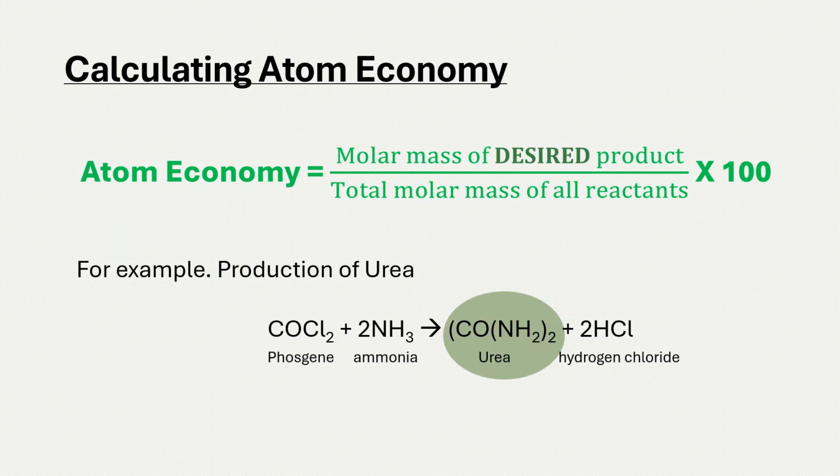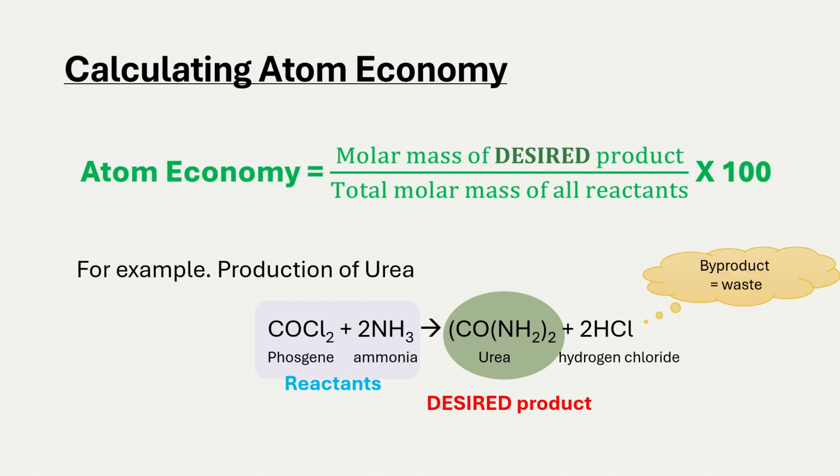So here, urea will be the desirable product, and those two, phosgene, COCl2, I normally call this "cockle", with 2 moles of ammonia will be the reactants, the raw materials. And HCl will be the byproduct because this reaction is not to produce HCl, because HCl can be produced in many other equations. So this is a waste in this case.